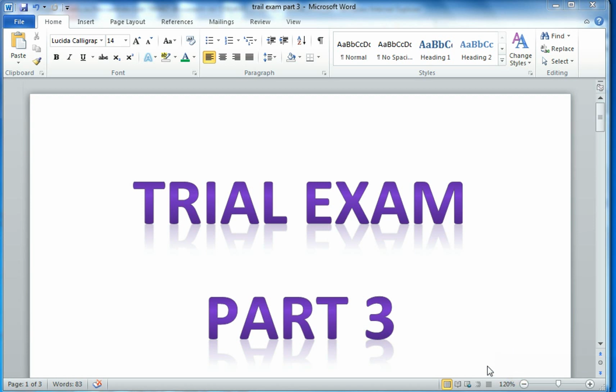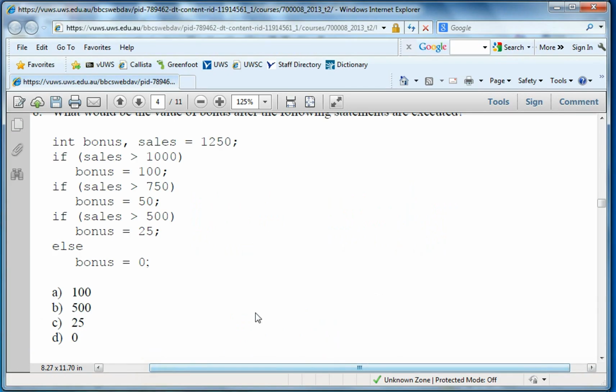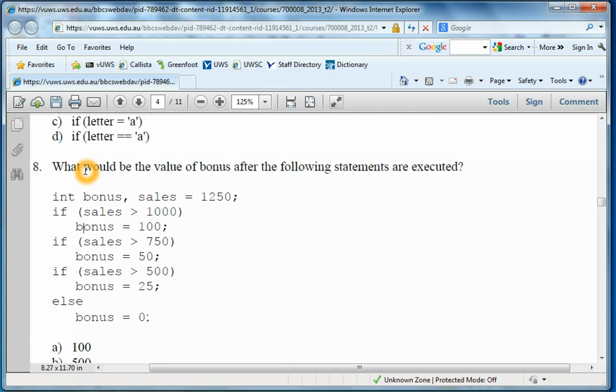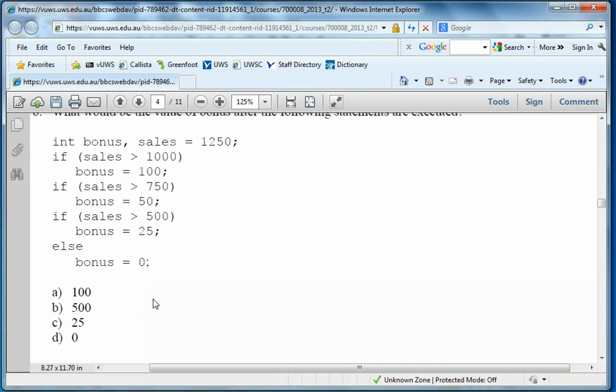Welcome to trial exam part 3, and we will be starting from question number 8. And if you look at the question paper, here is question number 8. What would be the value of bonus after the following statements are executed? And these are the statements. What will be the value of bonus?